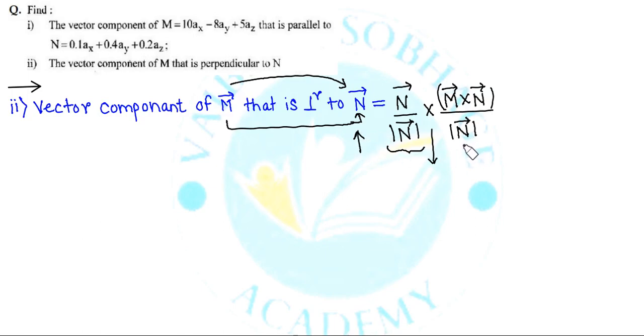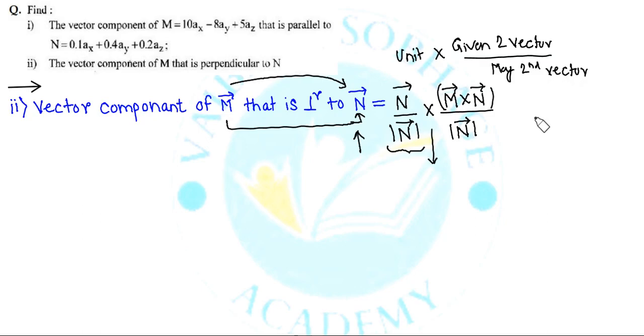So this is how you find the vector component of one vector which is perpendicular to another vector. Simply take the unit vector of the second vector, then take the cross product of the given two vectors, and then divide it by the magnitude of the second vector. This is the vector component of one vector which is perpendicular to the second vector. Now we will simplify that one.